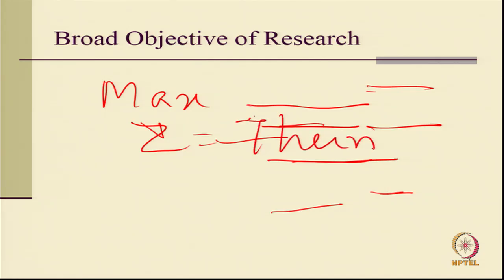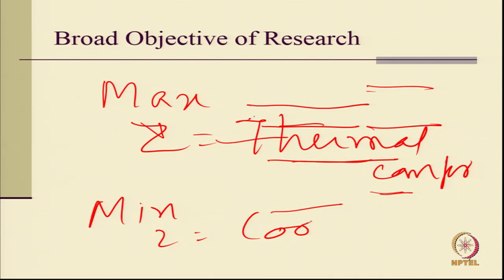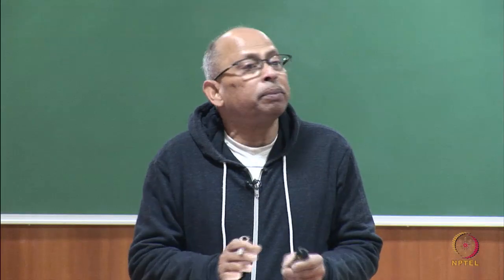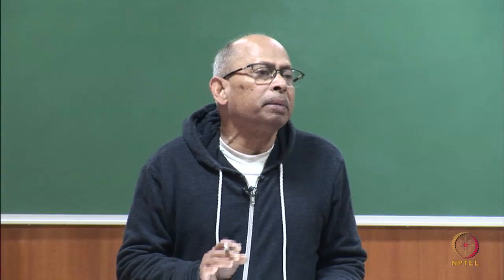So, I should be able to define thermal comfort in some manner, or minimization of cooling load, or cooling and heating load, some combination which I have shown you earlier. So, if I have to do this, I should be able to either explicitly express thermal comfort in some function form, there should be some way, or cooling load I should be able to express explicitly. Here we can't express them explicitly.